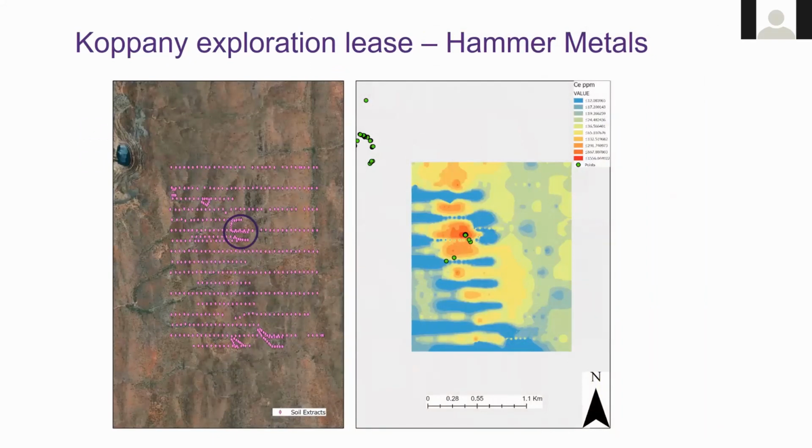So the Kopani exploration lease, Hammer Metals has done drilling. On the left-hand side, they've done a bunch of soil samples, and those pink individual dots are where someone got to walk across the area. And now that they've done those, on the right, I just did an interpolated kriging of what the cerium concentrations were, and you can see in the middle of their exploration lease the values are up to 15 parts per million, and so that's where we targeted our assessment of the plants in that area.